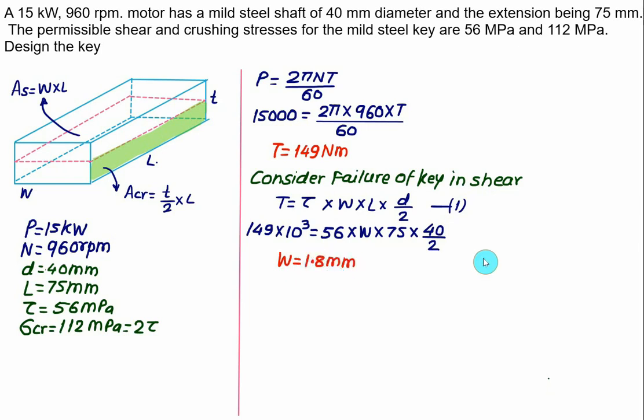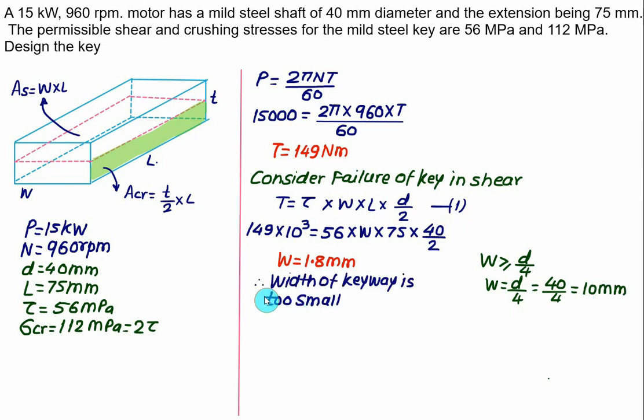As per the standard procedure, the width should be greater than or equal to D by 4. So the minimum width we want is D by 4, so we have D equal to 40 divided by 4, equal to 10 mm. By calculation the width comes out to be 1.8, but the minimum width required is 10 mm. So W equal to 1.8 is very small, and in that case we have to accept the value of width equal to 10 mm.